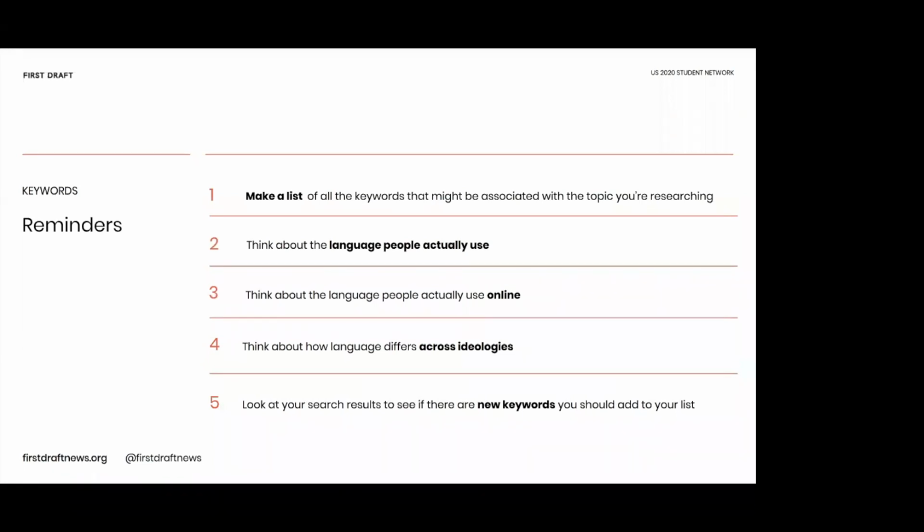So here's a list of reminders about keywords. One, making a list of all the keywords that might be associated with a topic you're researching is a good place to start. It's certainly not something we do every day. I'm constantly modifying my TweetDeck. I'm not always being really systematic and making a list and adding words to the list when I find them, but it is something I will often do at the start. If I'm starting to research a new topic, I'll be like, okay, what are all the different words? How are they different? What are the different ideologies?